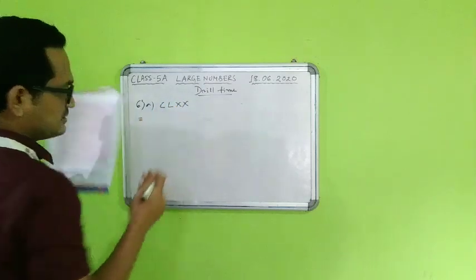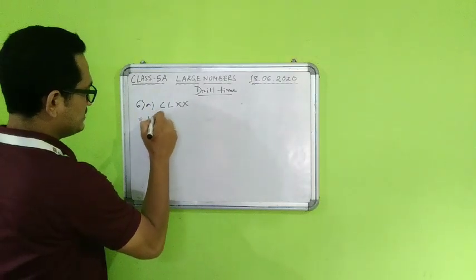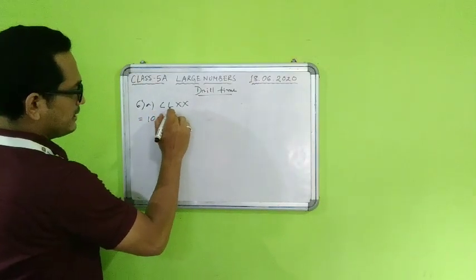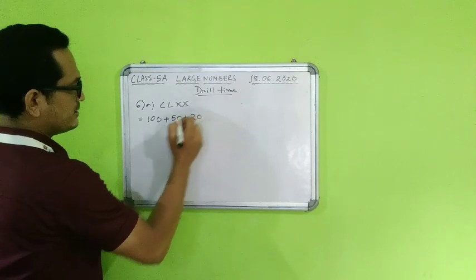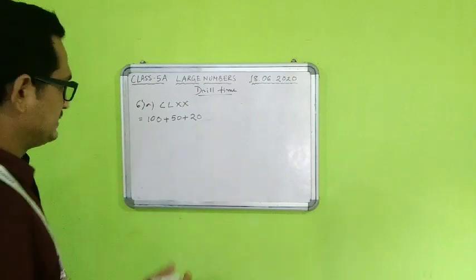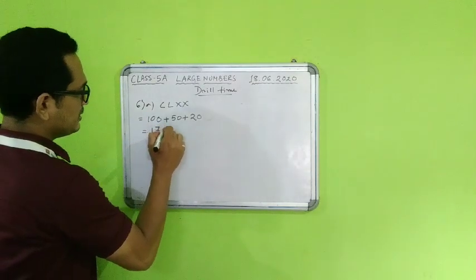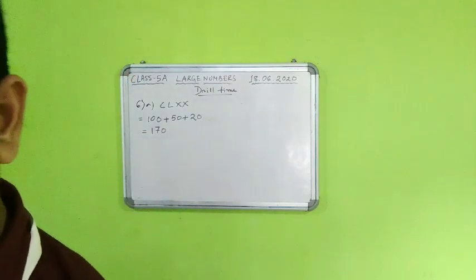CLXX. Now students, CLXX, we can say that C means it is 100, L means 50, and XX means you can say 20, and all the smaller ones are on the right hand side of the bigger one. So all will be added. Now this will give you directly 170. Fine. So that is CLXX.